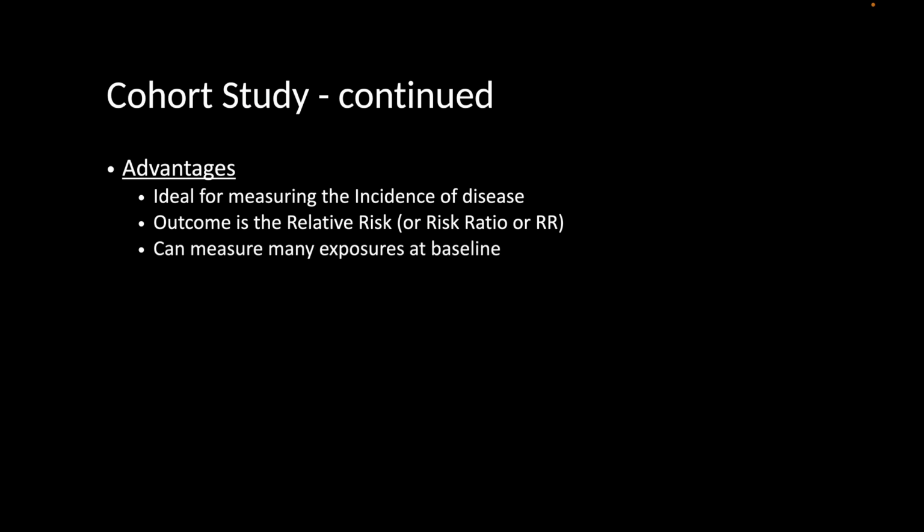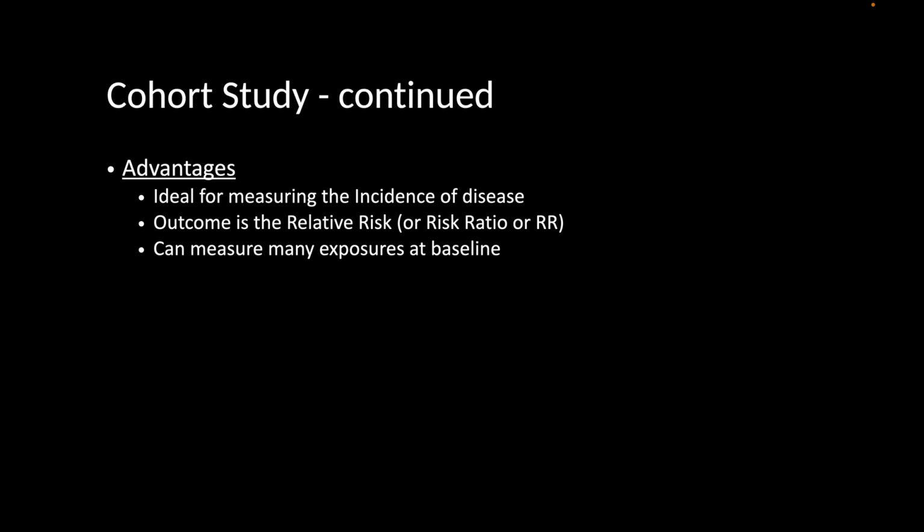And you can measure a whole bunch of exposures at baseline. You don't have to just measure one thing. If you find people who don't have the disease or the outcome you're interested in, you can measure smoking status, zip code, age, whether they take certain drugs, and whether they eat a high-fat diet or a low-fat diet.